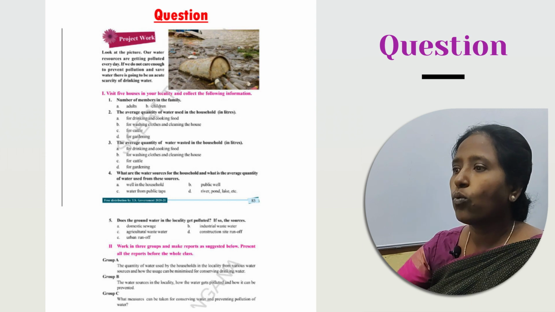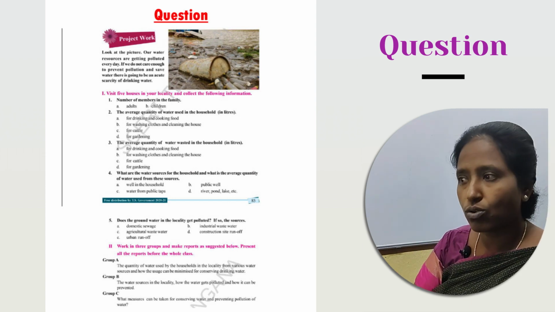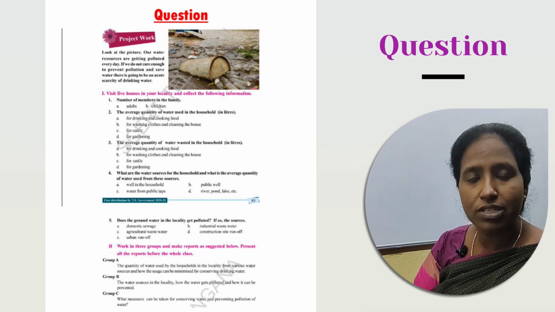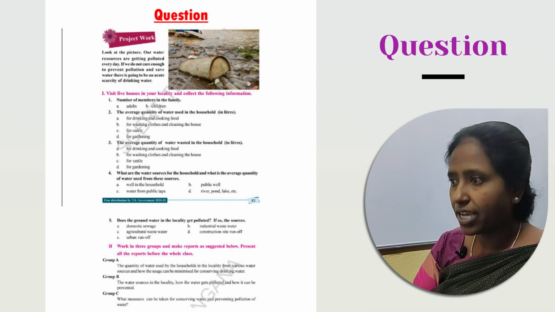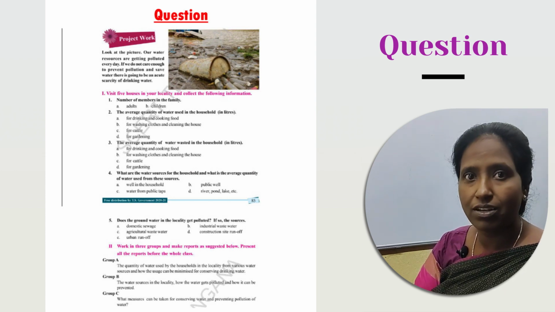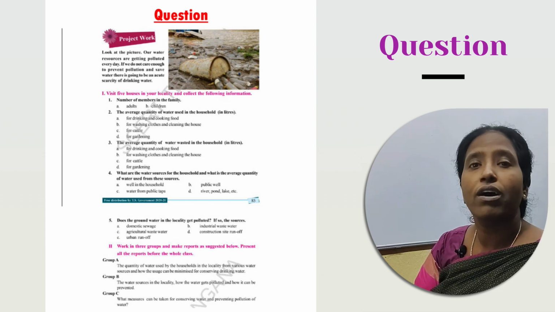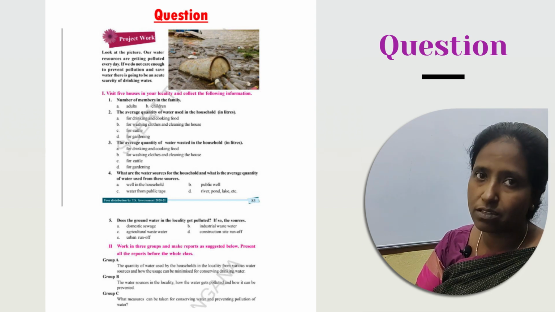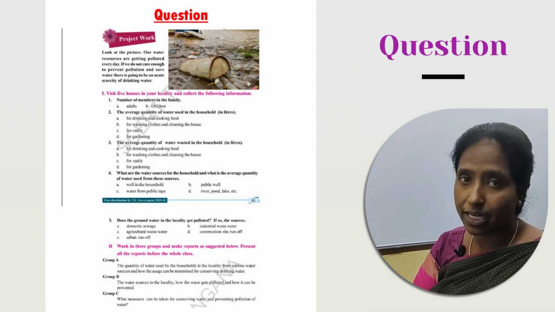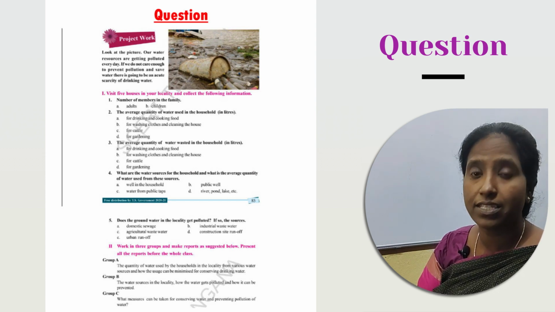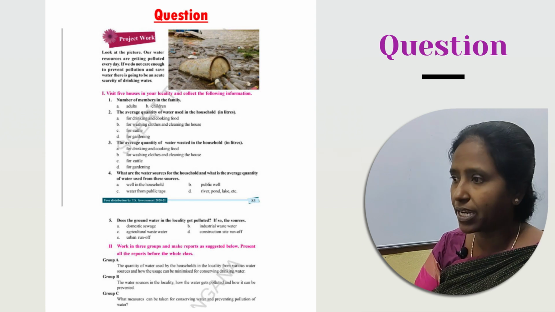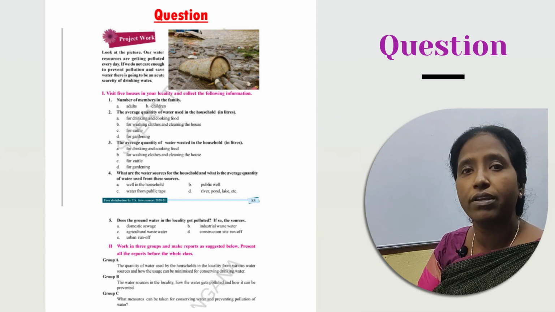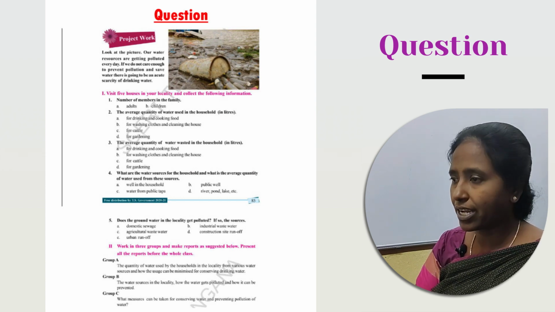Then what are the water sources for the household, and what is the average quantity of water used from these sources. Sources means from where we get the water. Is it from the well in the household, or the public well? Public well means a common well for many people. Water from public taps: you might have seen taps in the streets, those are called public taps. River, pond or lake: if there are no taps, are they getting water from river, pond or lake? You should ask and write that.